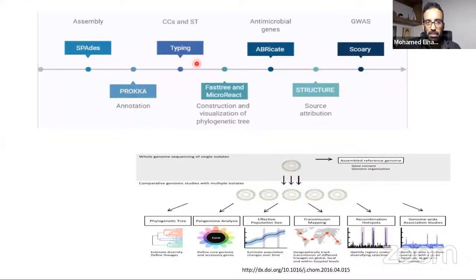And then we do typing. And here is the click. Instead of typing by multi-locus sequence typing, we can still use in silico multi-locus sequence typing, but it's better here to type based on core genome multi-locus sequence typing. Instead of the usual 7 housekeeping genes, you can have maybe hundreds or thousands, so here there is higher resolution and higher discrimination power.